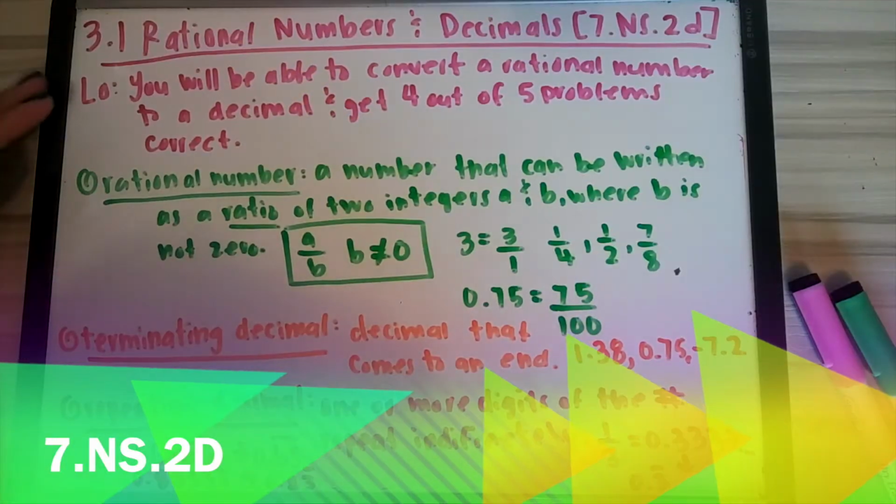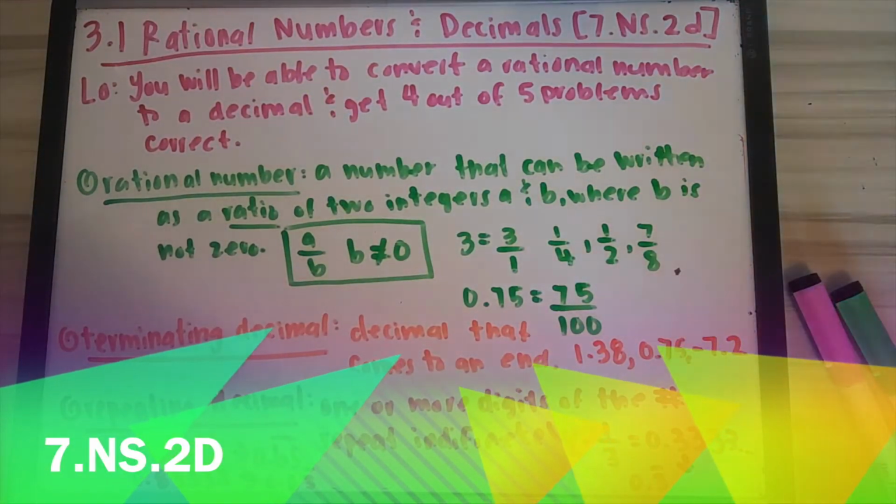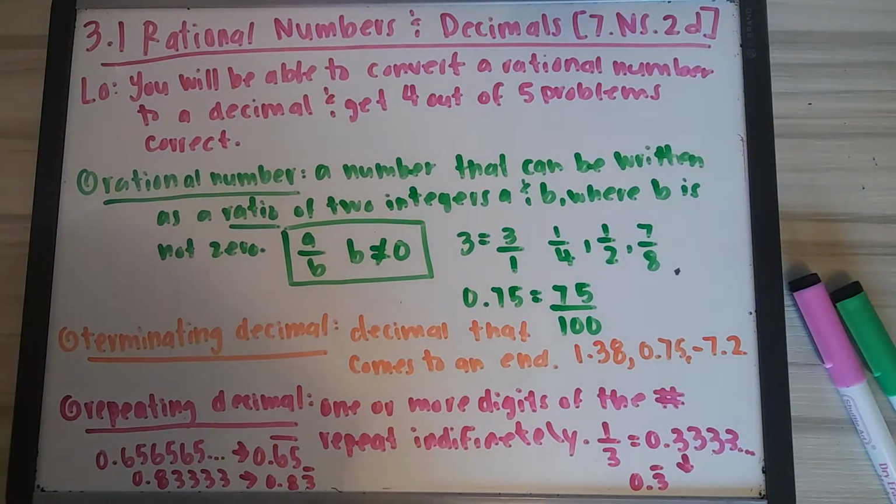Okay, dokie, guys, we're gonna do 3.1 rational numbers and decimals. This is the standard, and our goal is that you will be able to convert a rational number to a decimal and get at least 4 out of 5 problems correct. We had 3 definitions to recall.